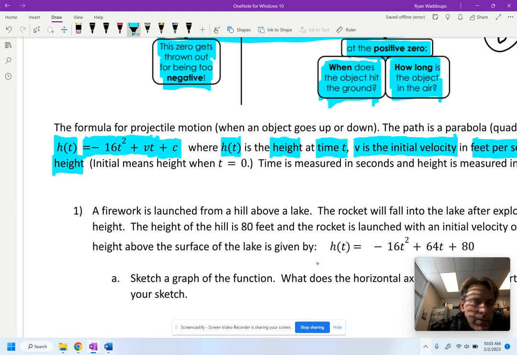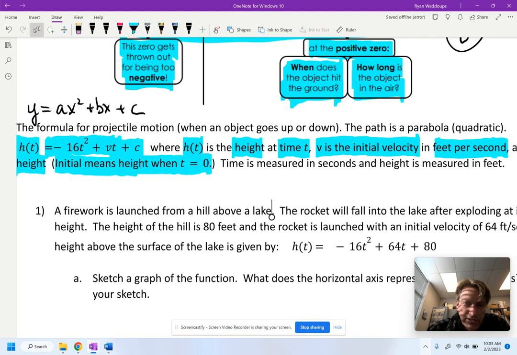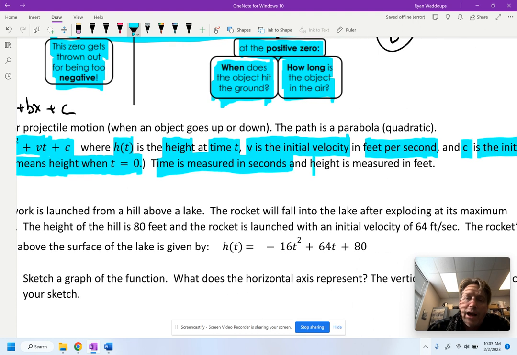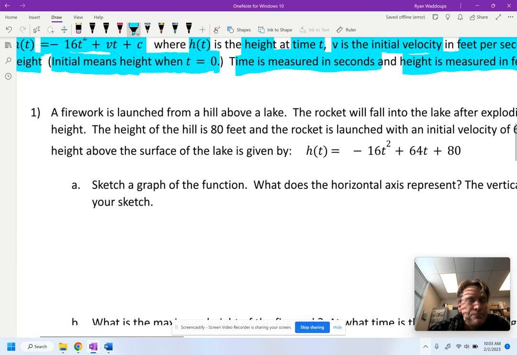You sometimes see other variables, but we're using C to connect back to the general form of a quadratic equation, y equals ax squared plus bx plus c. And then the initial height means the height when the time equals 0, right before you launch or drop or whatever it is that you're doing. The time is measured in seconds, and the height is measured in feet. Let's look at a first example.